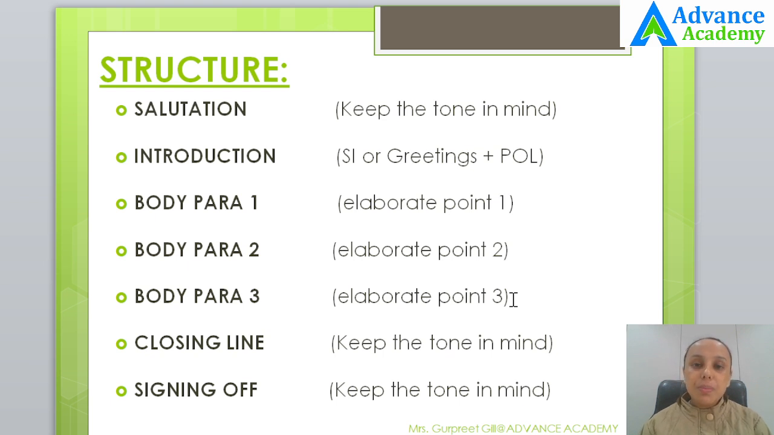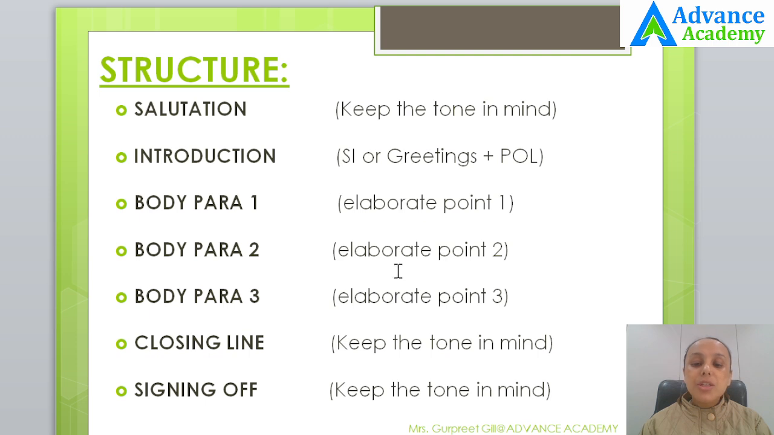So on your question paper, you will be given a situation which will be used to write your introduction, and then there will be 3 points written to help you with the content. You will use all those points one by one and make 3 separate paragraphs, one for each point.